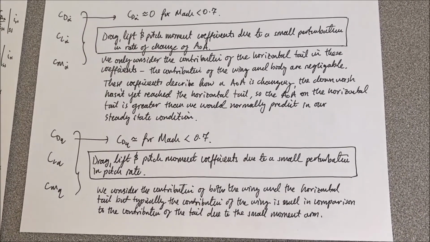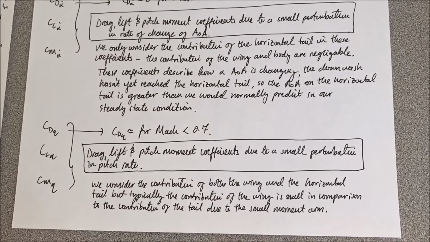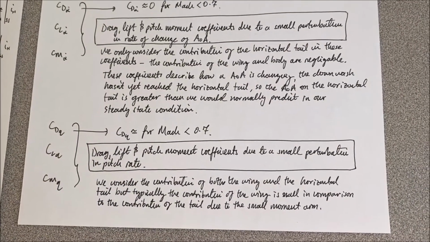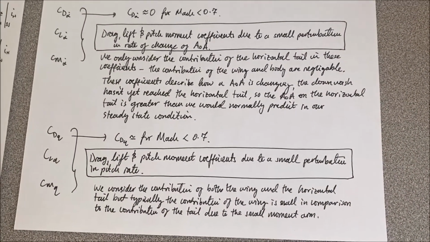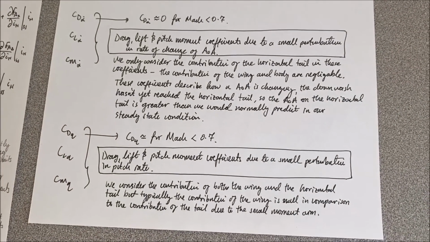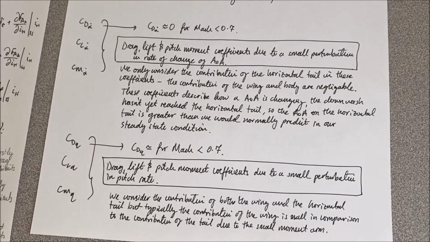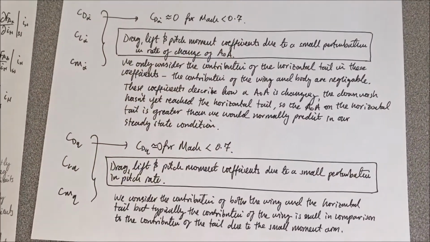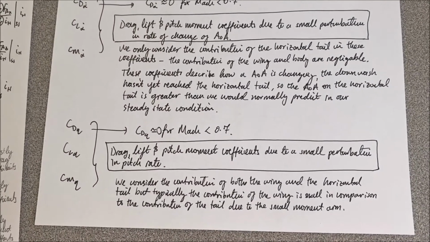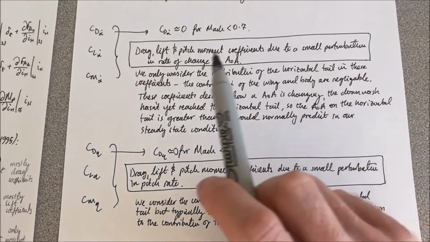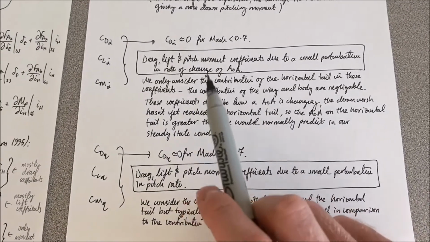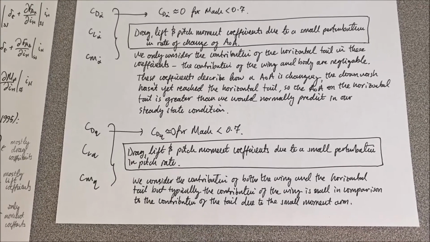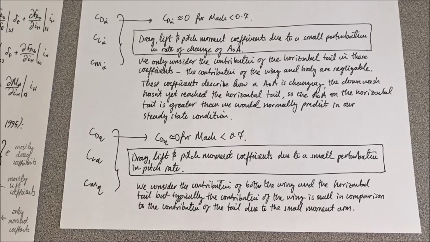And finally then, the drag, lift and pitch moment coefficients due to small perturbations in pitch rate, little q, right? So this time we assume that CDQ is 0 for subsonic speeds. And in this case, we only consider the contribution of the horizontal tail in these coefficients here. Down here we consider the contribution of both the wing and horizontal tail, but generally don't consider the contribution of the body.